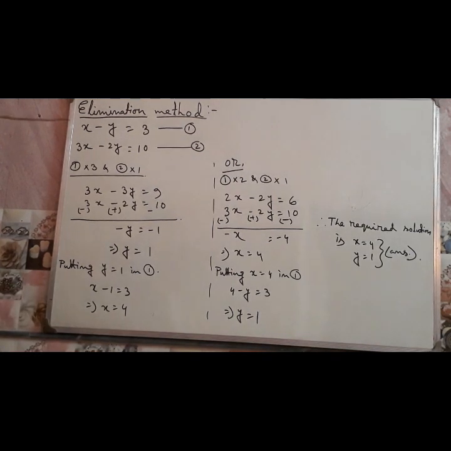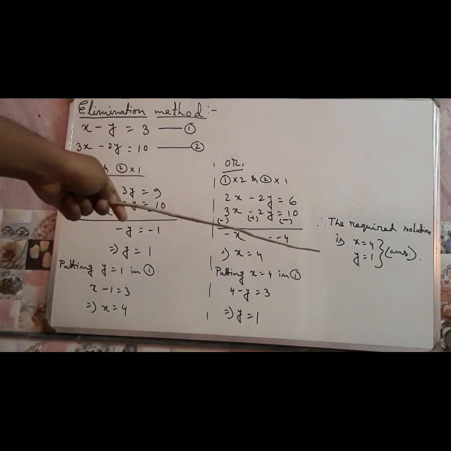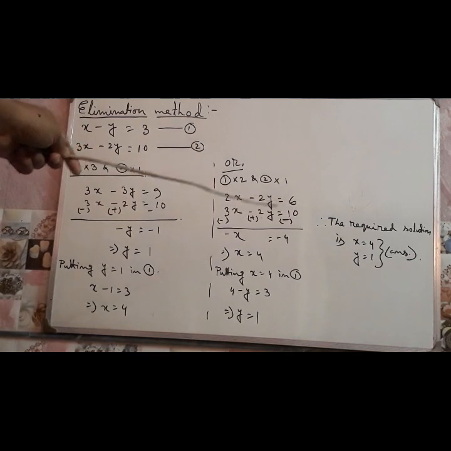See, a1 by a2, that is 1 by 3, b1 by b2, that is 1 by 2. So a1 by a2 is not equal to b1 by b2. So the system is consistent and they are intersecting straight lines. That's why you got a result, that is the value of x and y as solution.